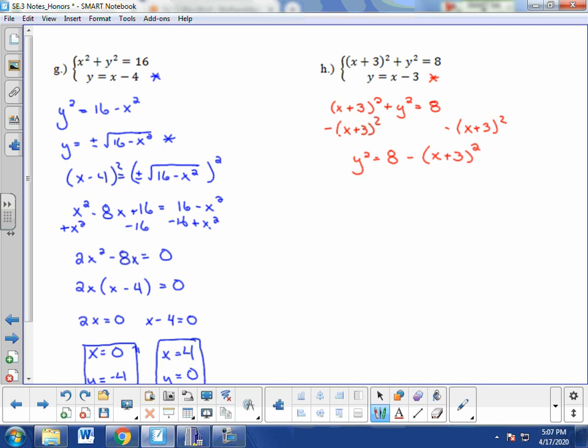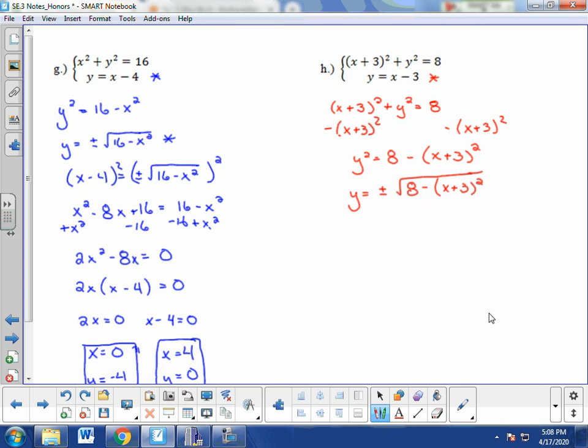Now, when I square root both sides, y is by itself, plus or minus the square root of 8, and then minus, in parentheses, x plus 3 squared inside the square root. So it's similar to what we saw over here on the last example G, but with the x, there's an addition.